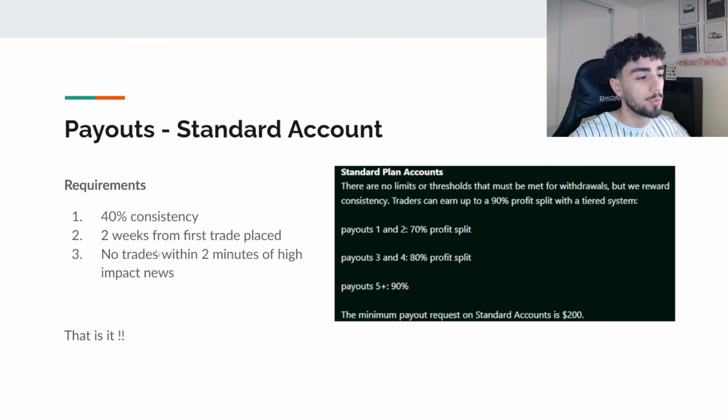It'll say it on your dashboard. Everything is there for you on your dashboard. It'll tell you how to reach consistency. It'll tell you how much more you need if you don't reach consistency. It'll tell you when your payout schedule is and all that stuff, okay?